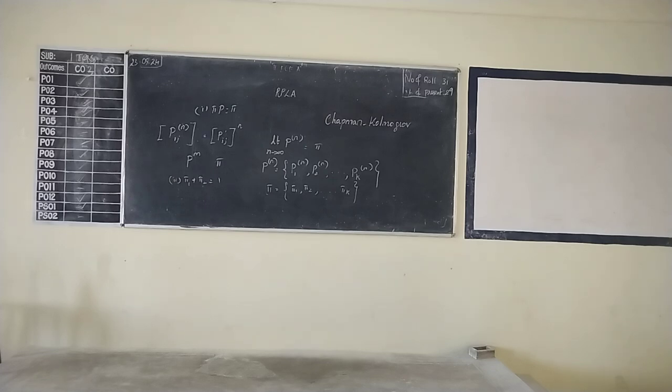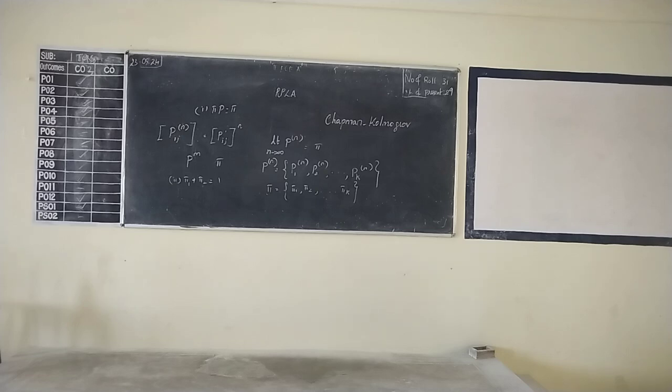To find pi, we have two conditions: pi P equal to pi, and pi 1 plus pi 2 is equal to 1. Using these two conditions you can find the chance of state 1 to happen and the chance of state 2 to happen. So clear everyone? Should we start with the problems? There are still many more definitions to discuss on the characteristics. Okay, we will discuss some problems based on this one, then we will go for that one.